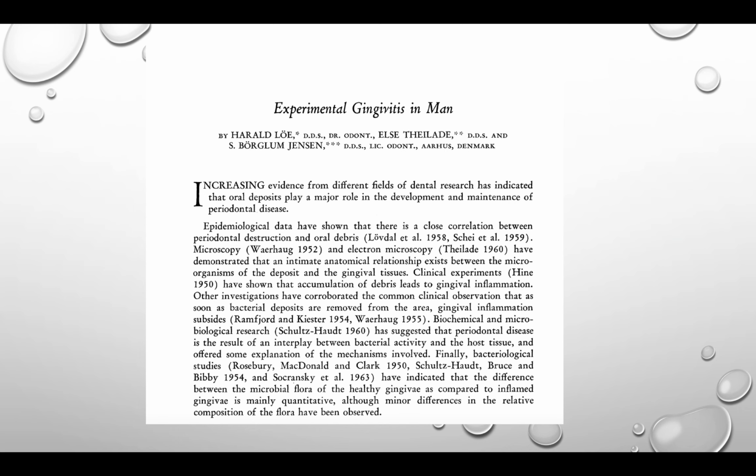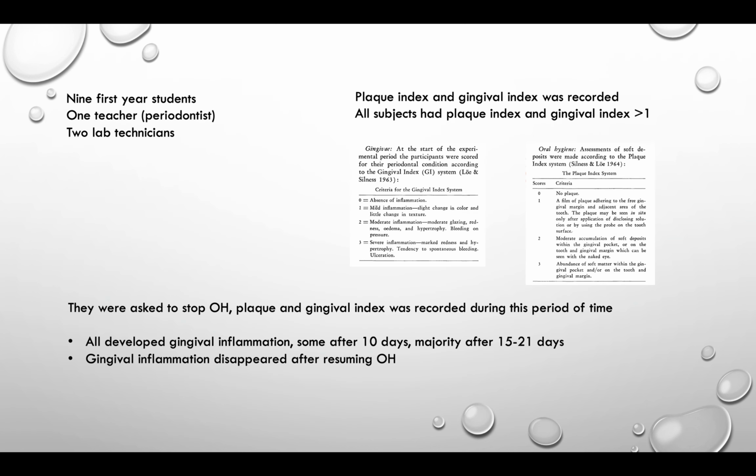Okay, so the first one is experimental gingivitis in man. It's an old classic paper. I can tell you all periodontists know about this. It is a very basic and fundamental paper at the residency level. This classic paper by Löe tells you what gingivitis is, and how long it takes for people to develop the clinical signs of gingivitis.